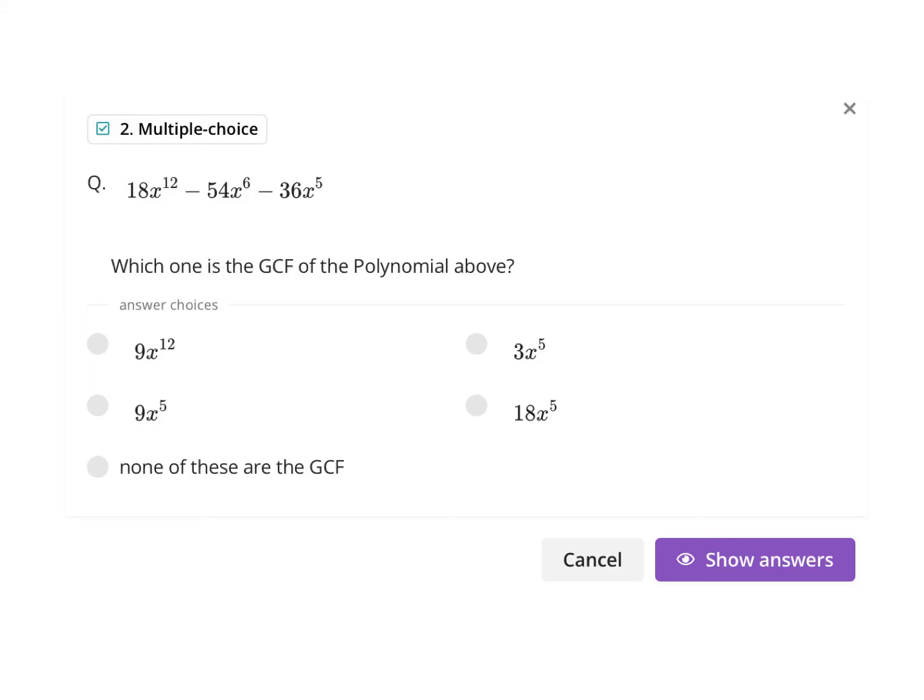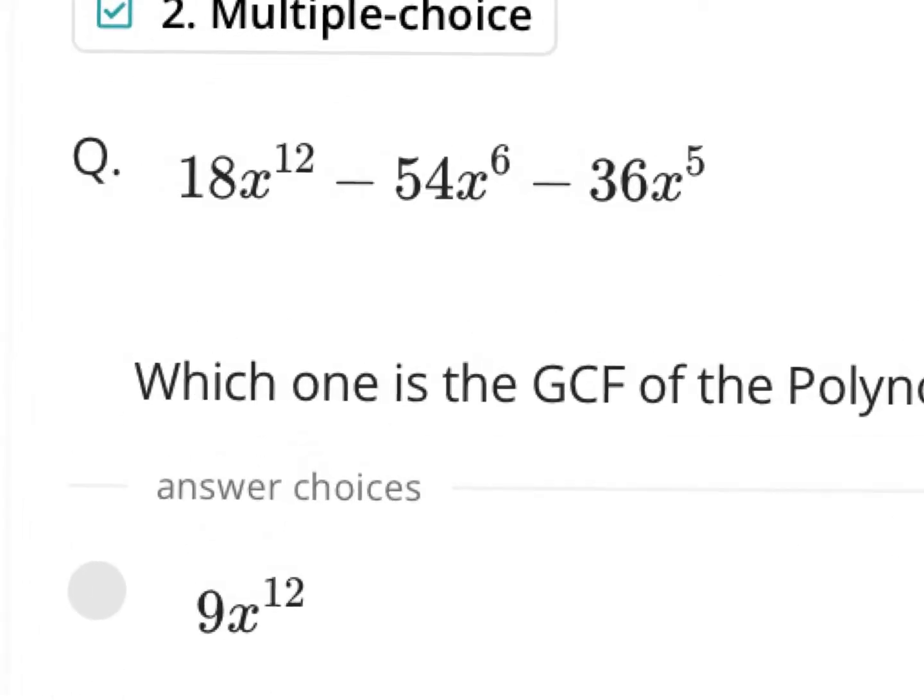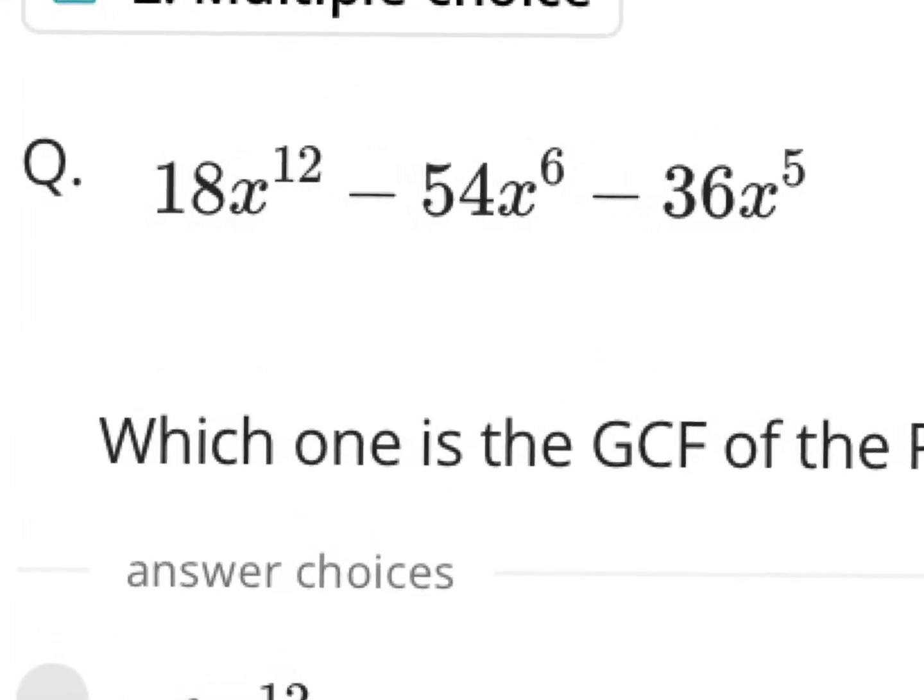All right, guys, on this question, they're asking us to identify the GCF of the above polynomial. So you've got to ask yourself what's in common in regards to the numbers. What multiple is in common? And you don't want just a regular multiple. You want the greatest multiple and the greatest common factor.